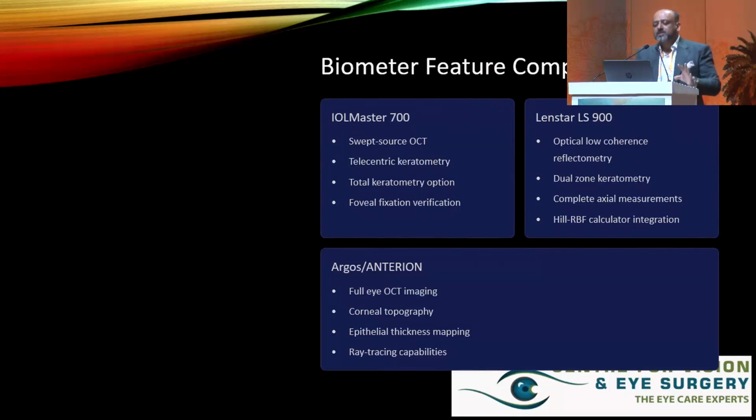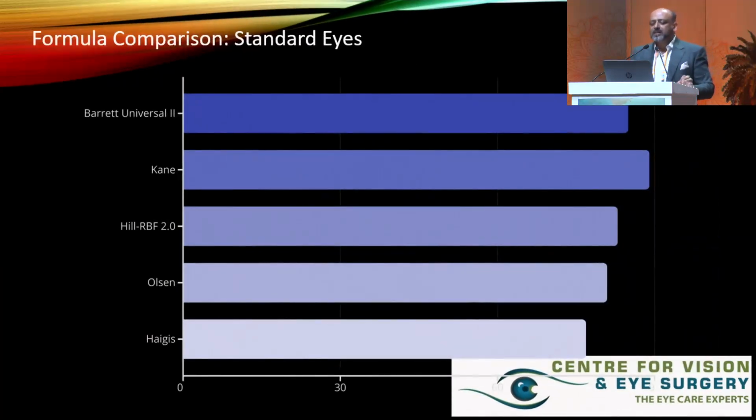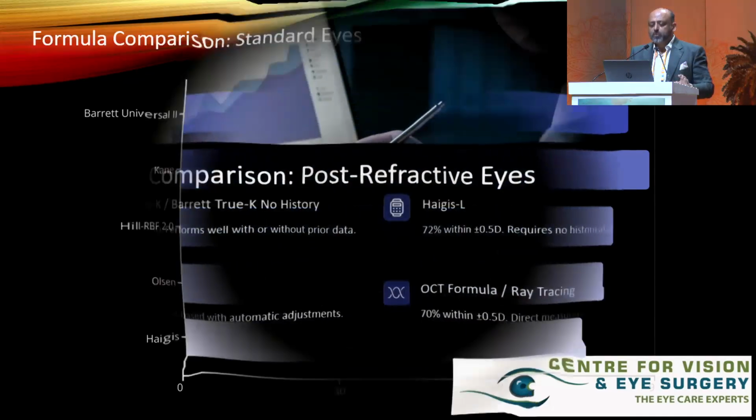But there are some specific factors in the IOL Master, Lenstar, and the Anterion. Anterion Argos has come in a lot more recently and tends to give better epithelial thickness mapping and has ray tracing capabilities, which probably gives us a slight edge. In terms of foveal fixation, I know the IOL Master is probably the gold standard, the first one that actually started this revolution of biometry. In standard eyes, I think all of them are very, very good. Most of them actually do quite well.